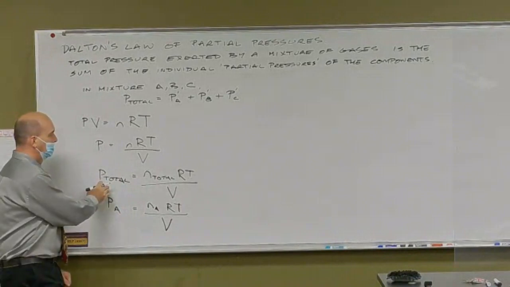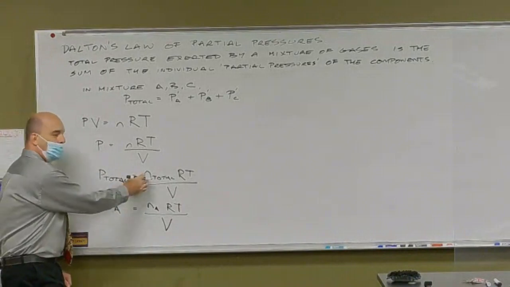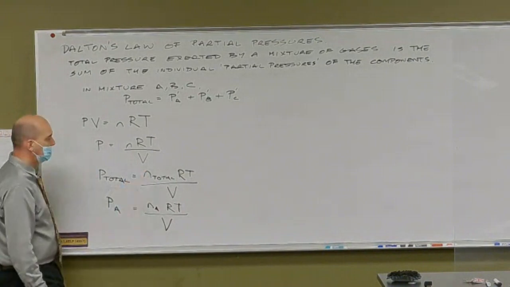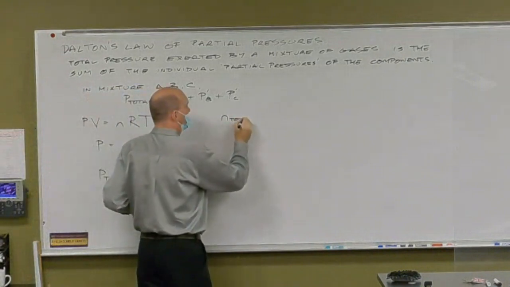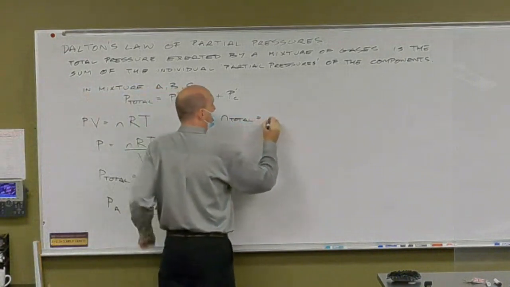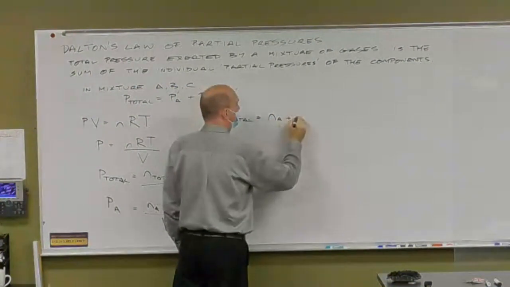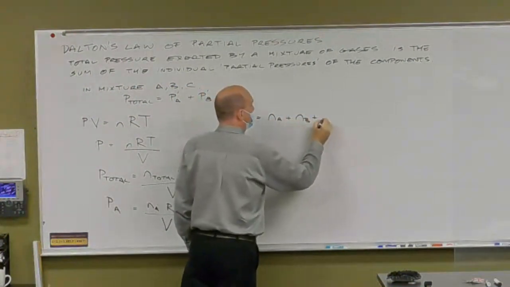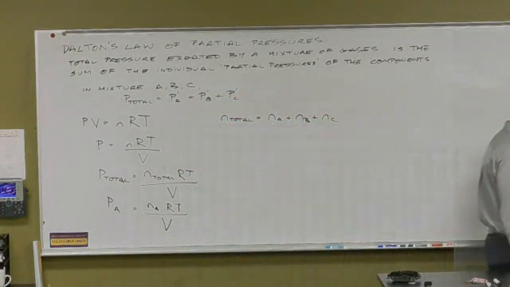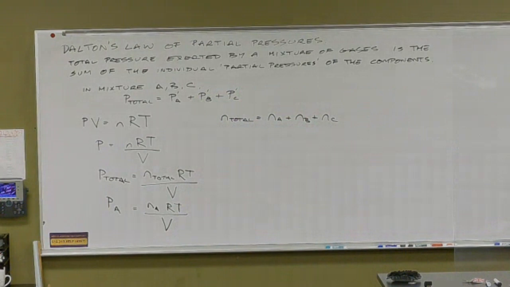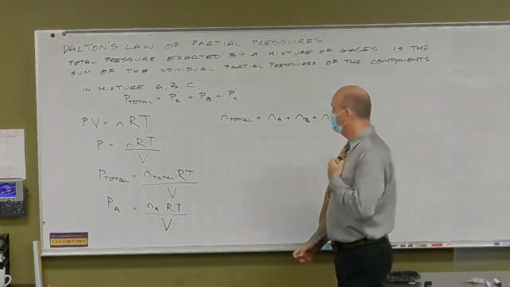And the total is just all the values of N added up. So here, the total number of moles is just the sum of the numbers of moles added together. All right.